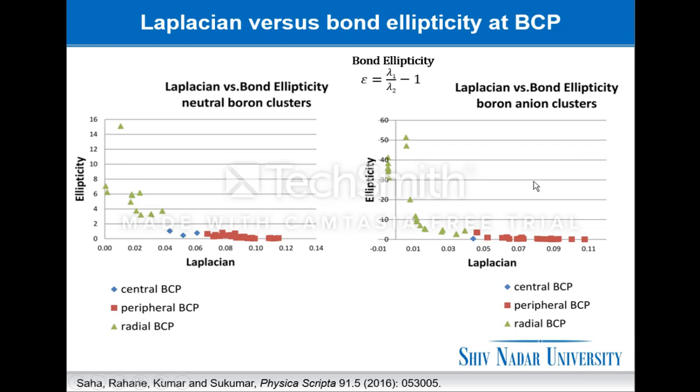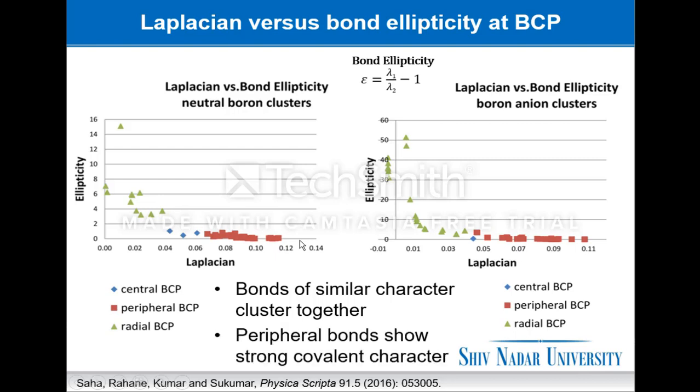We see similar trends in plots of the bond ellipticity versus Laplacian at the bond critical points. The low ellipticity of the peripheral bonds attests to their covalent nature. Thus, electron density and Laplacian at the bond and ring critical points, as well as bond ellipticity, may be used to distinguish different types of bonds, such as traditional covalent bonds, electron deficient, multi-center bonds, etc.